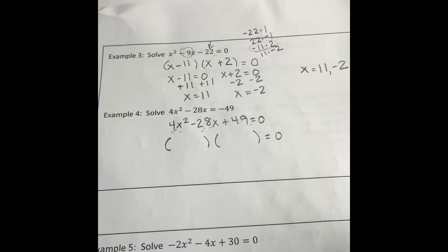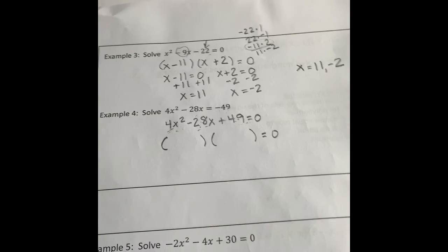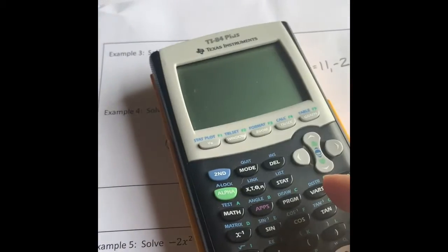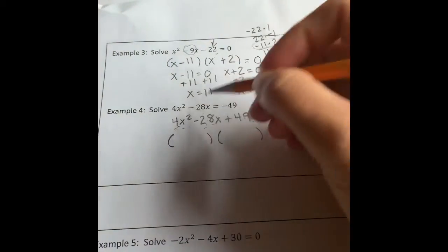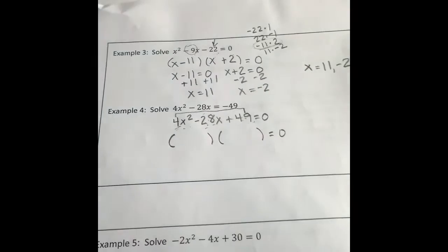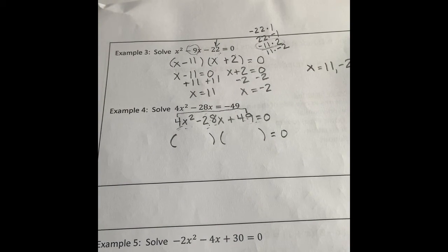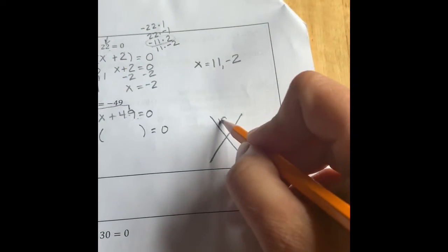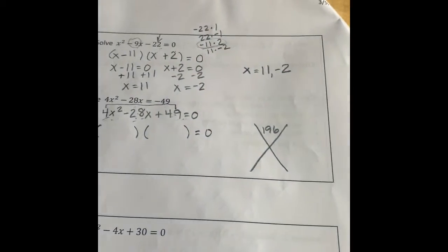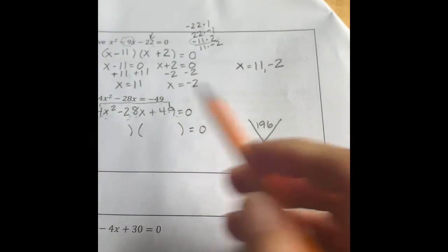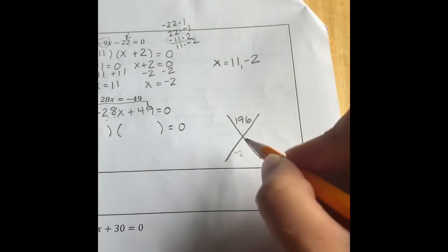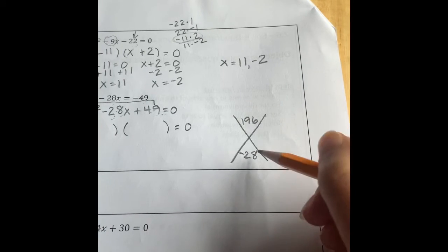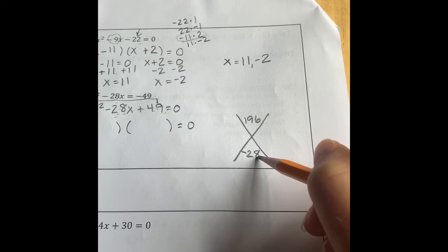So we're going to use our X method to help us factor this. Make sure you have a calculator handy for this particular problem. So I've got my calculator here. So remember, we're going to multiply the first and the last term, and we're going to put that number up here. And then we're going to take our middle term and put that down here. So we're looking for factors of 196 that add up to negative 28.